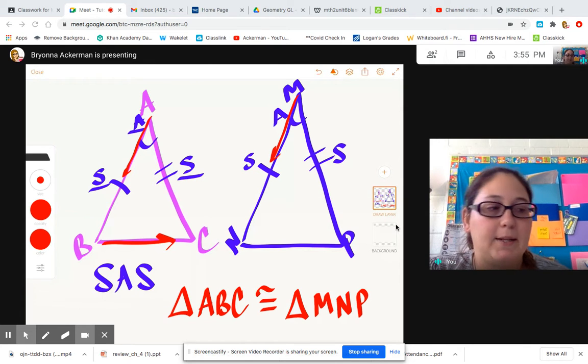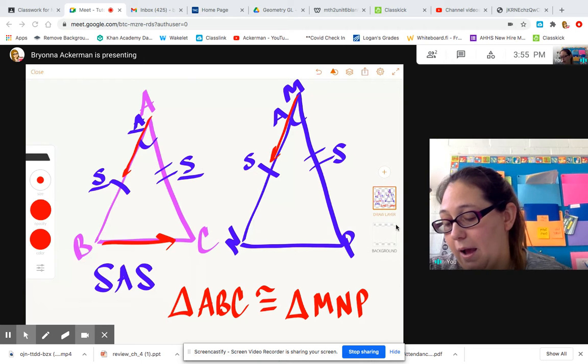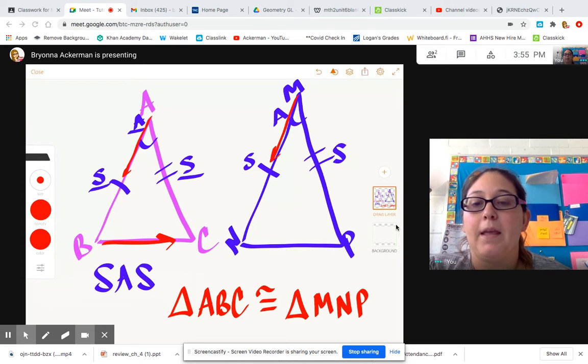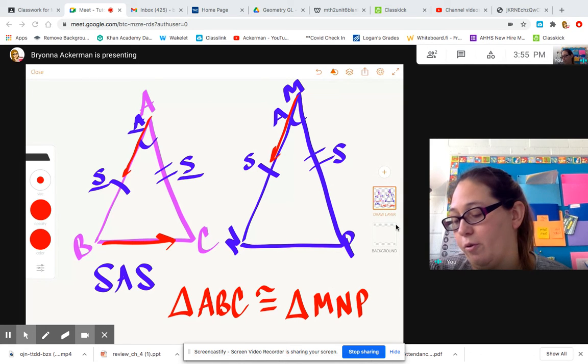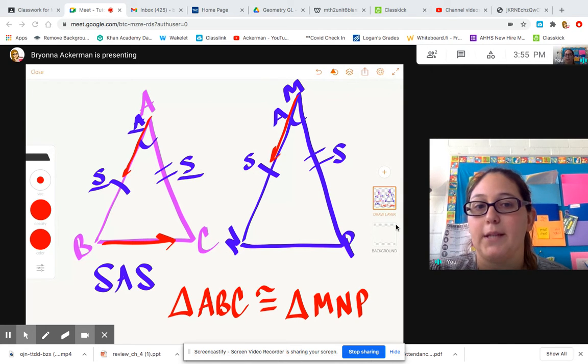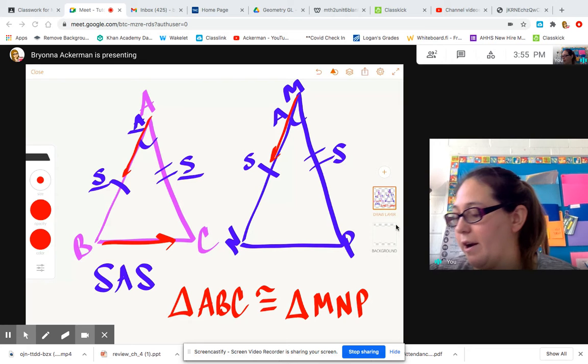And so when you see something that says to write a congruent statement for the triangles, this is what they mean, okay? And so there are multiple answers for this, but I wanted to show you that. So these triangles are congruent, and they're congruent from side, angle, side. So let's take a look at another one, okay?